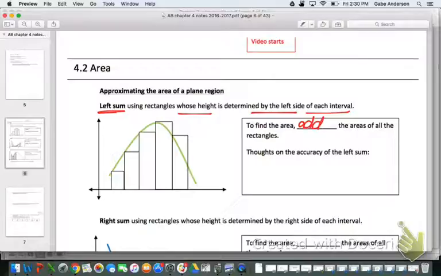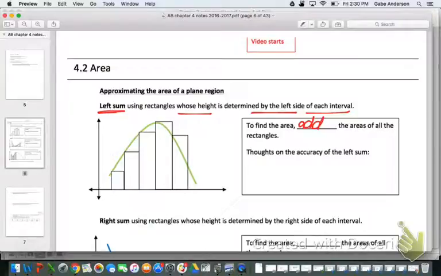And then thoughts on accuracy. First of all, it's not perfect, right? You can see that there is some space here, some space there, and then of course right here we have some extra area over the curve. And so, I think we can look at this picture intuitively and decide, well, it's not going to be perfectly accurate. It'll be okay, but it's far from perfect.